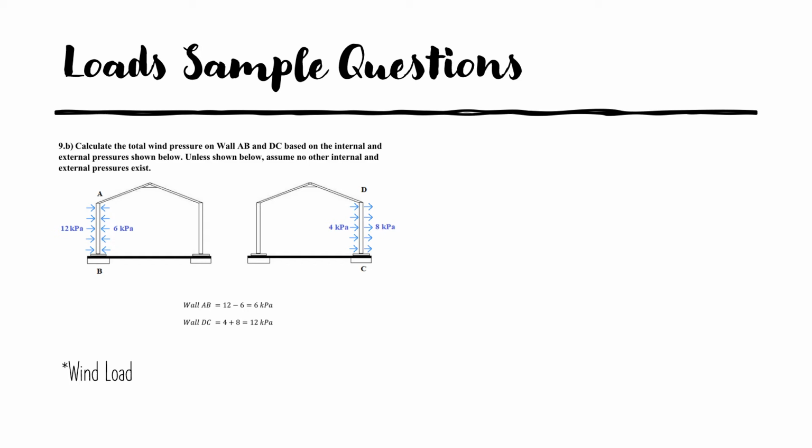As for wall DC, we can see in the graph that the external pressure and the internal pressure act in the same direction. Therefore, these two pressures will act combined with each other. Thus, the wind pressure on wall DC is 12 kilopascals to the right side.